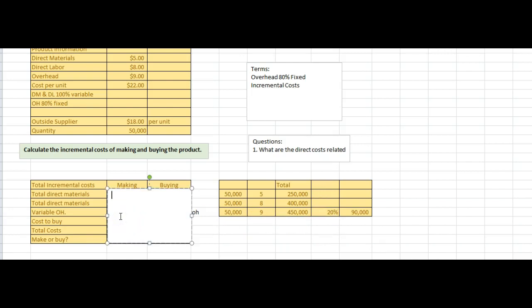So now you're going to compare making it versus buying it. And you can buy it from an outside vendor for $18 per unit, and you can decide which way to go with this. If you have trouble, please email me.